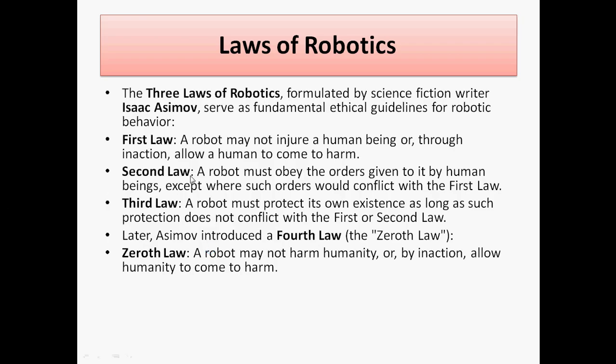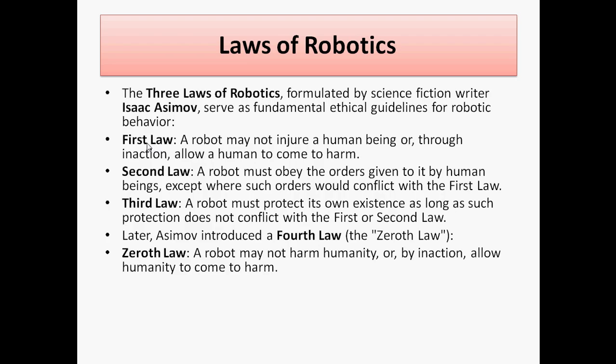The first law: a robot may not injure a human being or, through inaction, allow a human to come to harm. That is the first law. For the second law, a robot must obey the orders given to it by human beings, but it must not conflict with the first law. The third law: a robot must protect its own existence as long as this does not conflict with the first or second law.